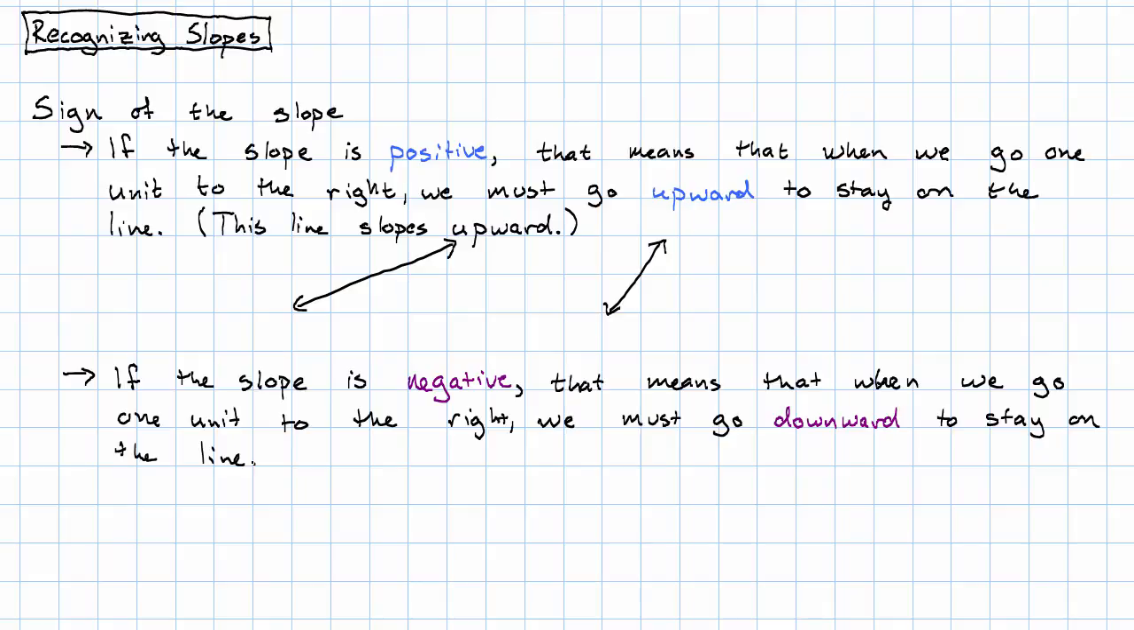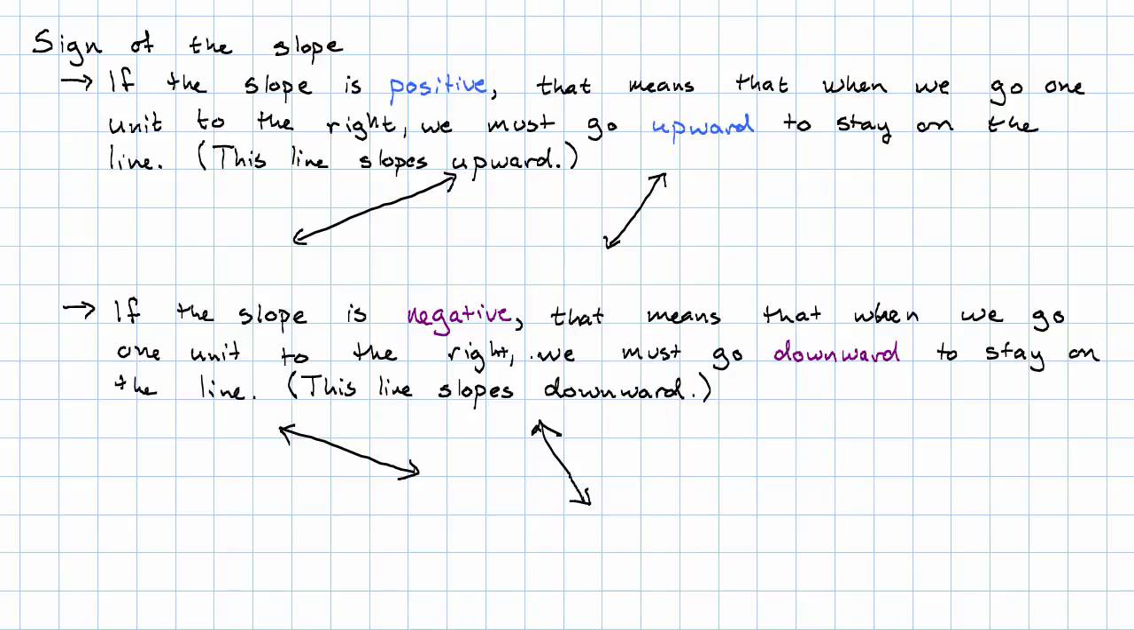If the slope is negative, that means that when we go one unit to the right, we have to go downward to stay on the line. So the line might look like this, or steeper and look more like this. We say that this line slopes downward. Now notice I've referred to positive and negative. I haven't said yet what slope zero means. We'll see that in the next video.